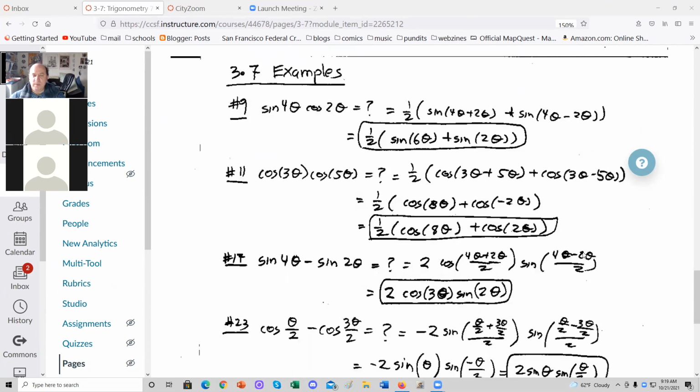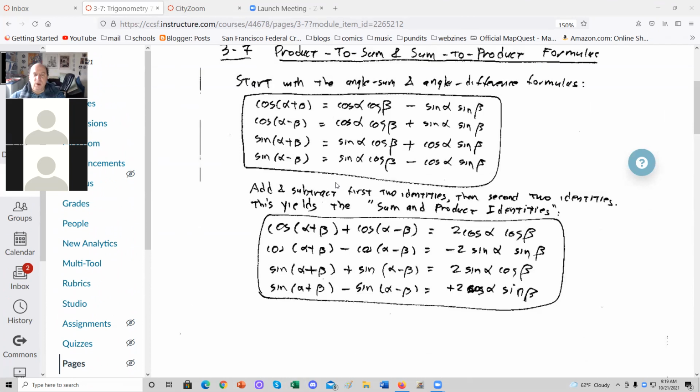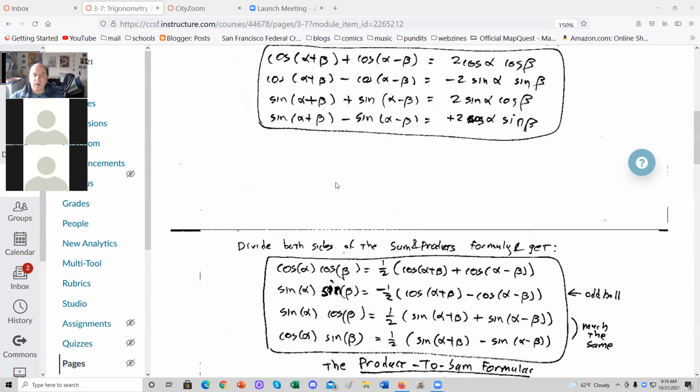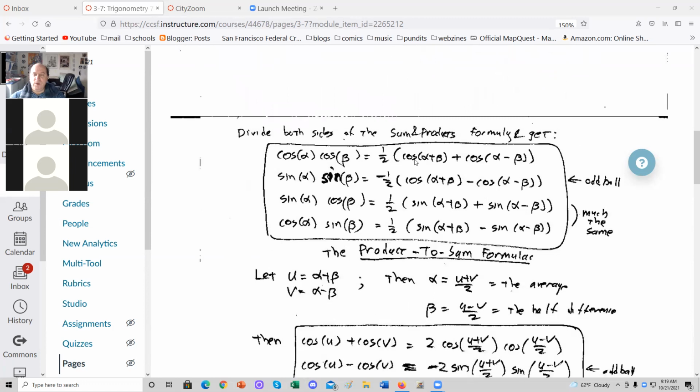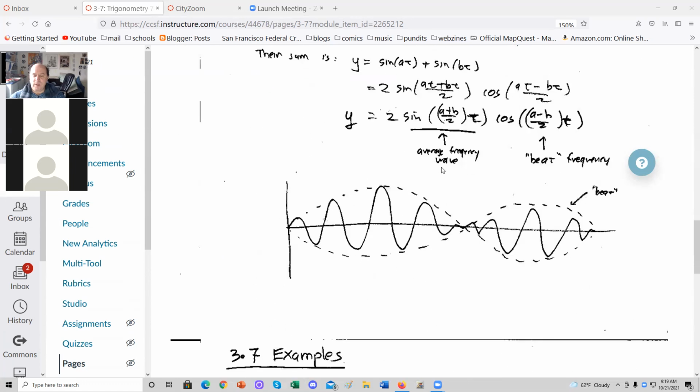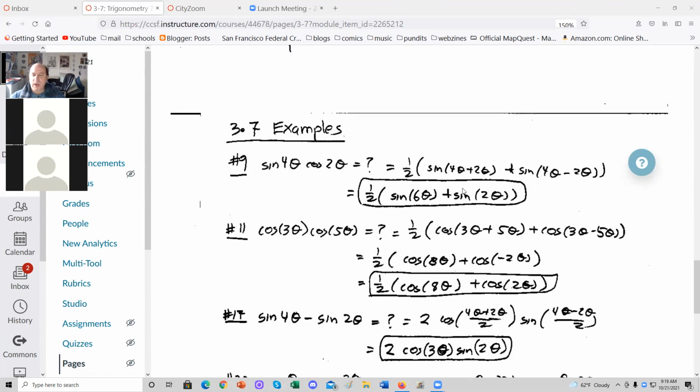So keep that there. Cosine of 3 theta, cosine 5 theta. Well, cosine times cosine is half of cosine sum plus cosine difference. So one half of cosine of 3 theta plus 5 theta plus cosine of 3 theta minus 5 theta. Get this far, a half cosine 8 theta plus cosine negative 2 theta. But cosine is an even function, so it absorbs the negative. So you get half of cos 8 theta plus cos 2 theta.